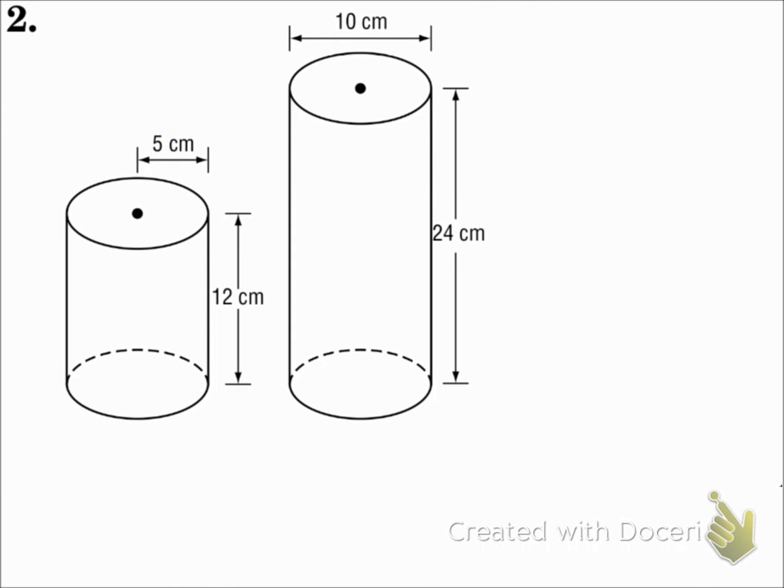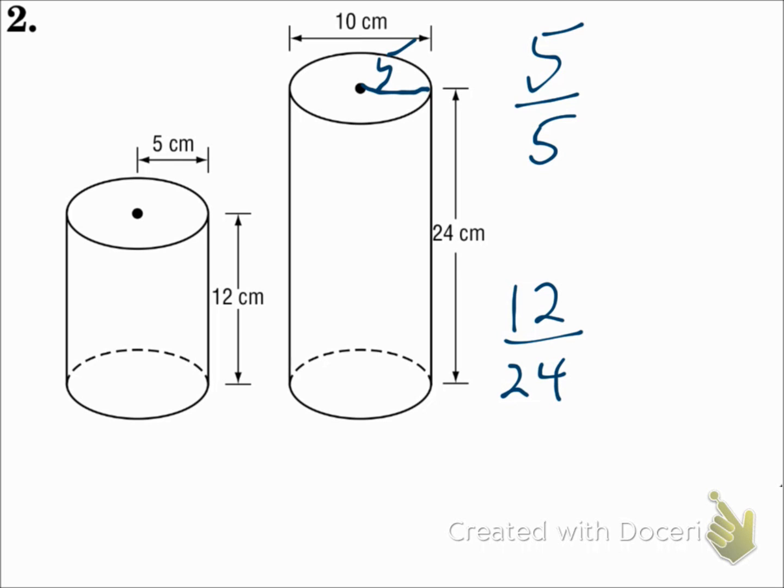For this one, we have two cylinders. Let's compare their corresponding parts. The radius on the left-hand cylinder is 5, and the radius on the right-hand cylinder, since the diameter is 10, is also 5, so 5 over 5. And we'll compare that to the heights. The height of the cylinder on the left is 12. The height of the cylinder on the right is 24.